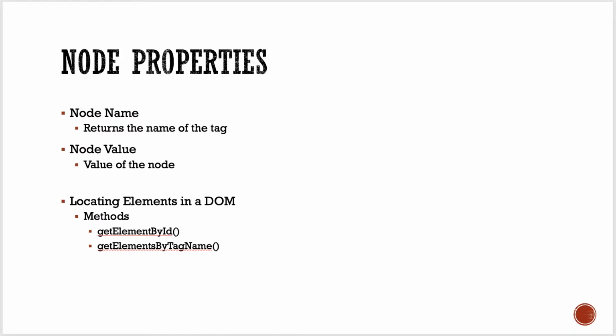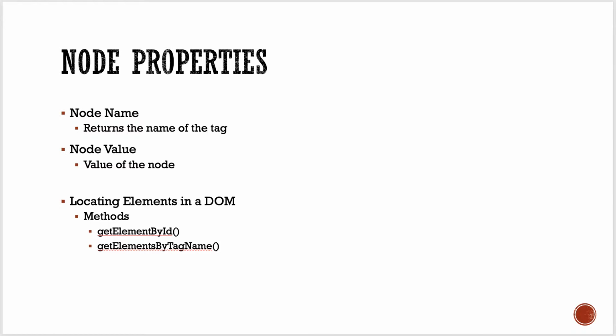Now, each of these nodes or elements have properties. Some of these properties can be returned with the use of JavaScript. One of the properties that can be returned is the name of the node or the name of the tag. This is the name property of an HTML tag, and we can use the nodeName property to actually obtain the name of the node or the name of the element. The nodeValue property returns the value of the node, or really what is present within the tags of that HTML element.